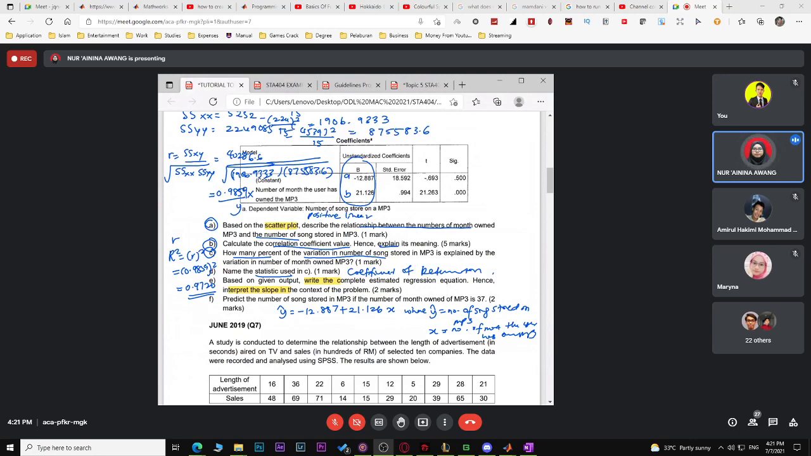And then the last one, F, the question asks you to predict the number of songs stored in the MP3 if the number of months owned by MP3 is 37. So if your X is 37, your Y should be, just substitute the value into the equation. Then you will get your Y is equal to 768.775, and then don't forget the unit. Okay, so this is how to answer this question.